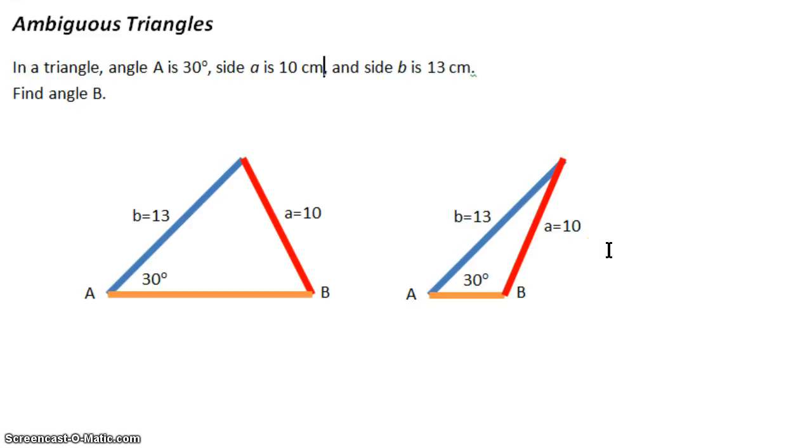I hope in this video you get the idea of ambiguous triangles. In both sketches, I'm satisfying the conditions. However, just because of the placement of one of the sides, I have two answers for the angle that we're looking for. One of them is acute, another one is obtuse.